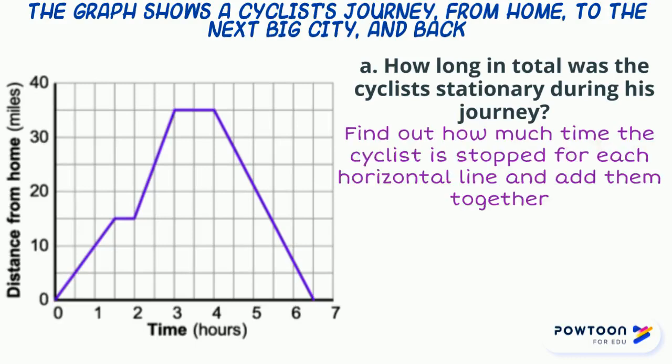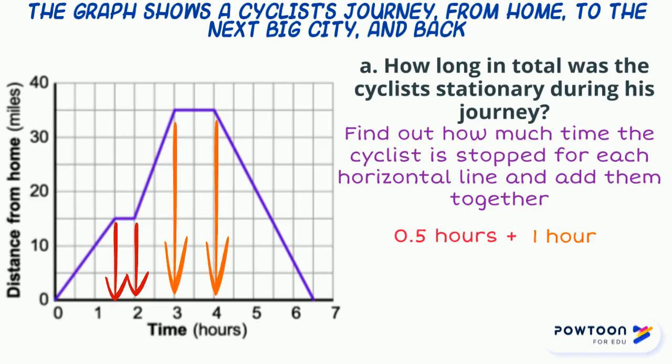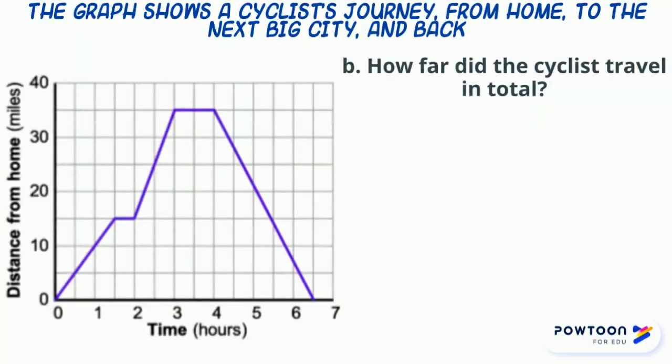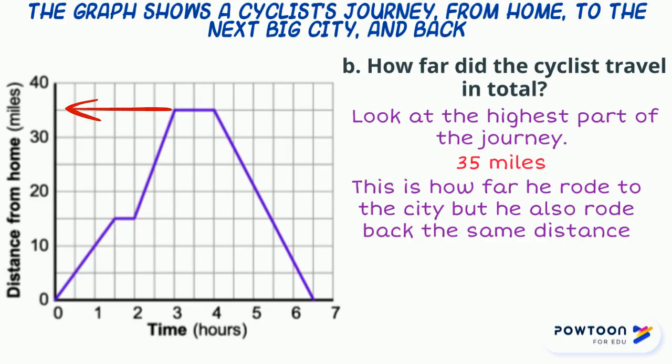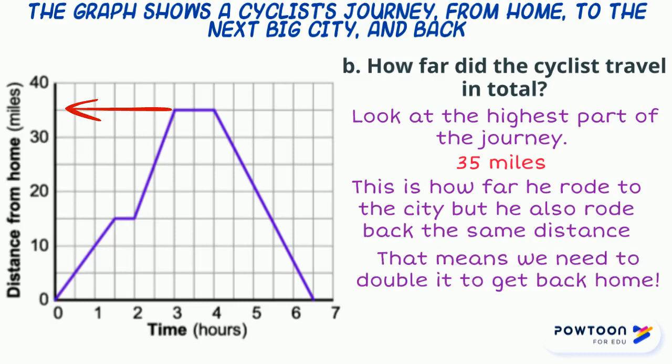There's actually 2 points, and we can tell by the horizontal lines. So the first one was for only half an hour. The cyclist's second stop was for an entire hour. So to find out the total time stationary is you just add them together, 0.5 plus the 1 hour, so you have 1.5 hours. To find out the total distance traveled, you'll actually have to first figure out the farthest point of the journey. So this can be done by looking at the highest part of the graph. That's actually at 35. Then he also returned home, so he doubled that. So you will just multiply it by 2 and you get a total distance of 70 miles.